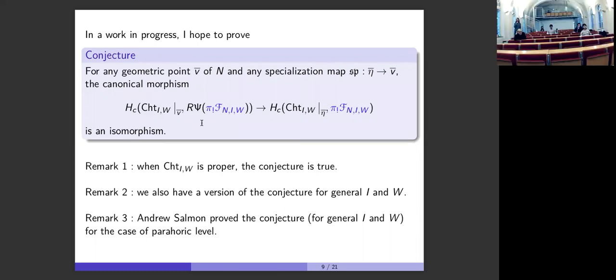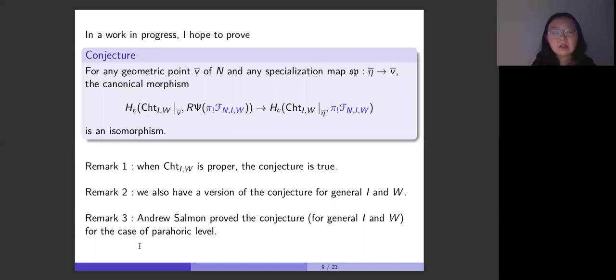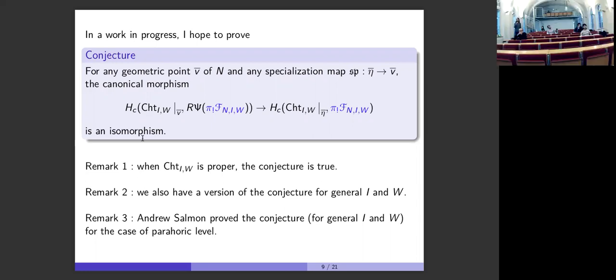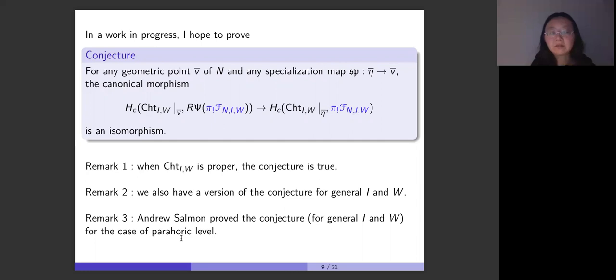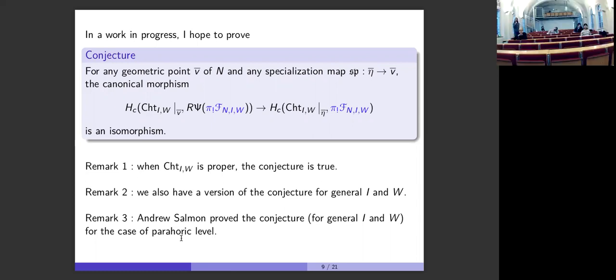You said that Andrew Salmon proved this in the case of parahoric level? In this case, we can calculate everything. And in this case, the nearby cycle for a general base is the same as the iteration of nearby cycles for each dimension. Oh, I see. That's cool. Okay.